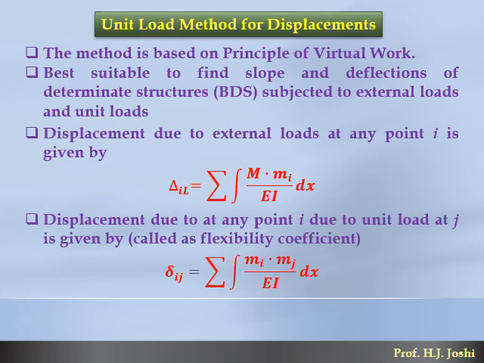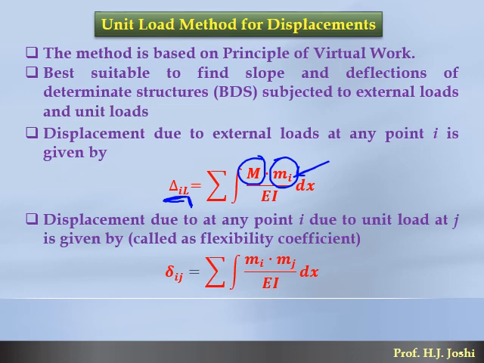Let's understand these two equations which are derived from Castigliano's theorem and the principle of virtual work. Here, displacement due to external loads is termed as delta IL, where I is the point at which we are determining displacement, and L indicates due to load. So delta IL means displacement at point I due to all external loads, which is given by sum of integral M dot mi upon EI with respect to dx. Here M indicates bending moment equations when all external loads are applied, and small m indicates bending moment equations again, but unit load is applied at point I. So this point is very important to know, M dot mi.